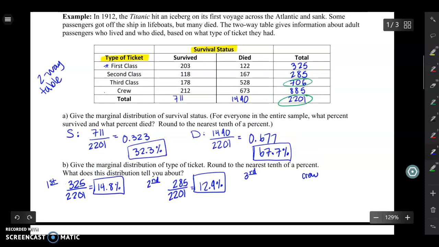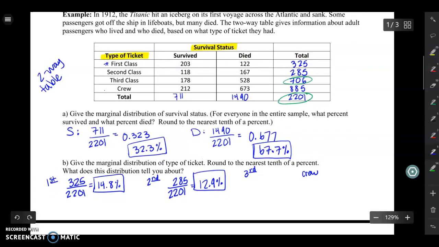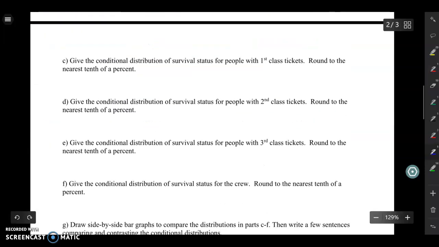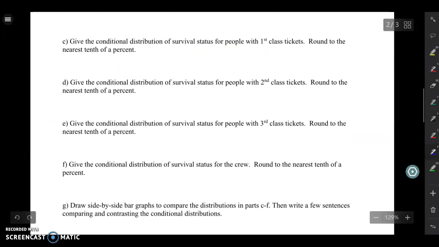All right, so let's go ahead and talk about some conditional distributions. Remember, conditional distributions are when we're looking at a specific category within another category. So we're going to start looking at how many people survived within first class, how many people died within first class. So I'm going to go ahead and go to the next page. You might want to screenshot or take a picture of this table, so that as we start filling in these next answers, you understand where the numbers come from.